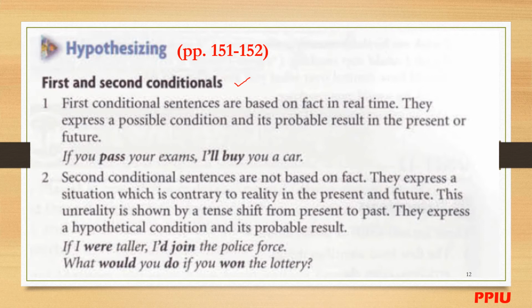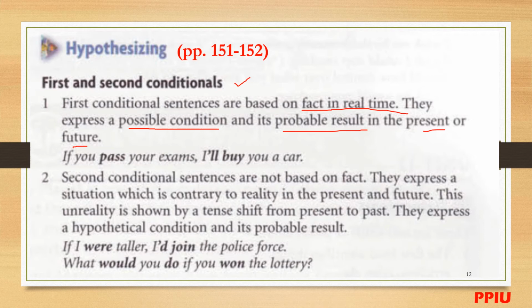So first conditional sentences are based on facts in real time. All right. They express a possible condition and its probable result in the present or future. You got it? So we will talk about facts in real time. First conditional will express a possible condition and its probable result. It can be in the present or it can be in the future.